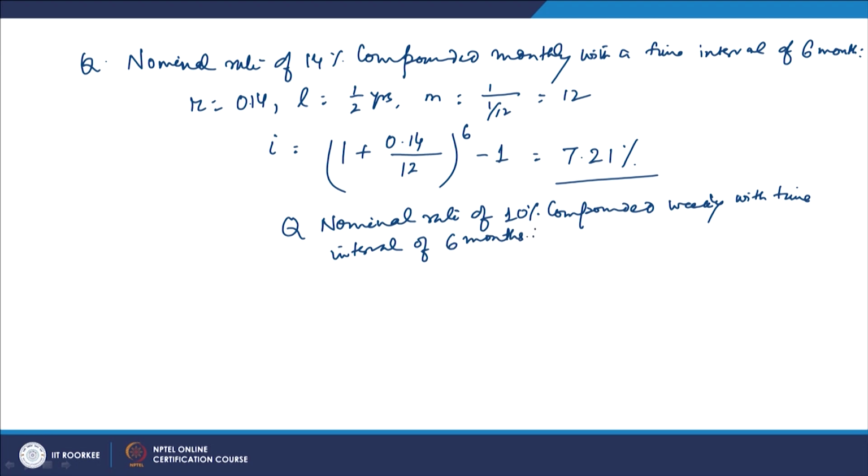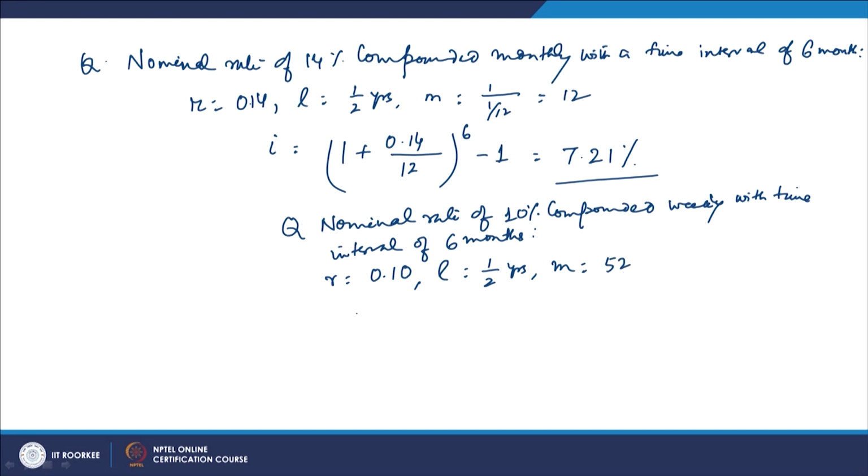Now, as you see, in this case again R is 0.10. Now, L is the time interval for which you have to calculate the effective interest, which is 6 months. So, it will be 1/2 years, 1/2. Then M: it is compounded weekly, so reciprocal of that in years. So, weekly means 1/52 years. So, M will be 52.